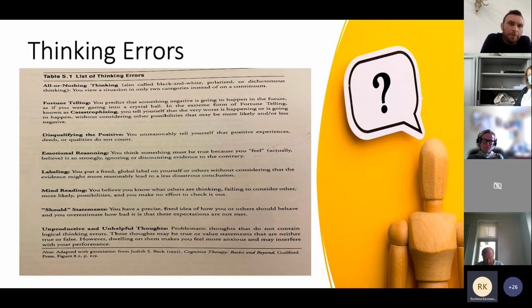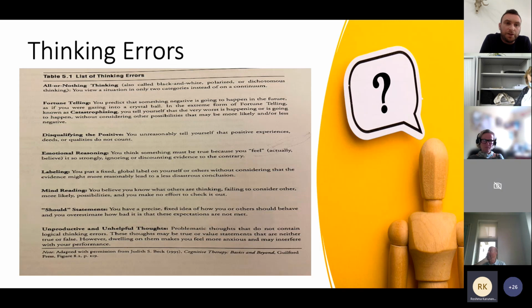Another common problem is that people fortune tell. They predict that something negative is going to happen in the future, as if they're gazing into a crystal ball. Another thing is catastrophizing, where you tell yourself that the very worst thing is going to happen. So this is a classic thinking error that people have when they have social anxiety.